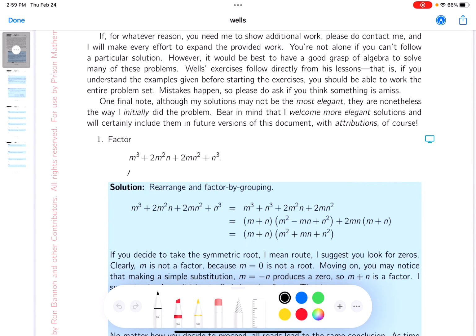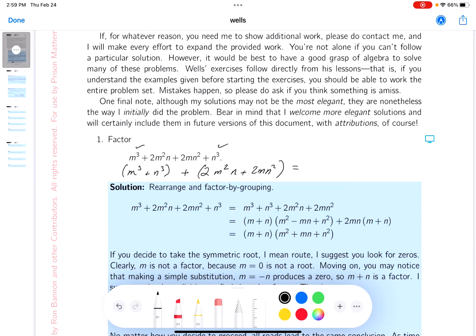I see m cubed plus n cubed. I took these two, I'm going to group those two. And then at the last, what I see over here, 2m squared n plus 2mn squared. I'll write that down, and then I would factor. And let me point out what I mean by that.